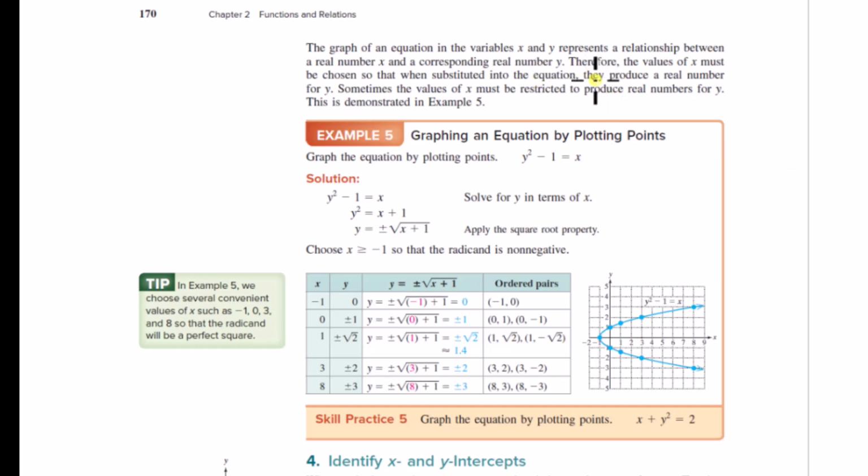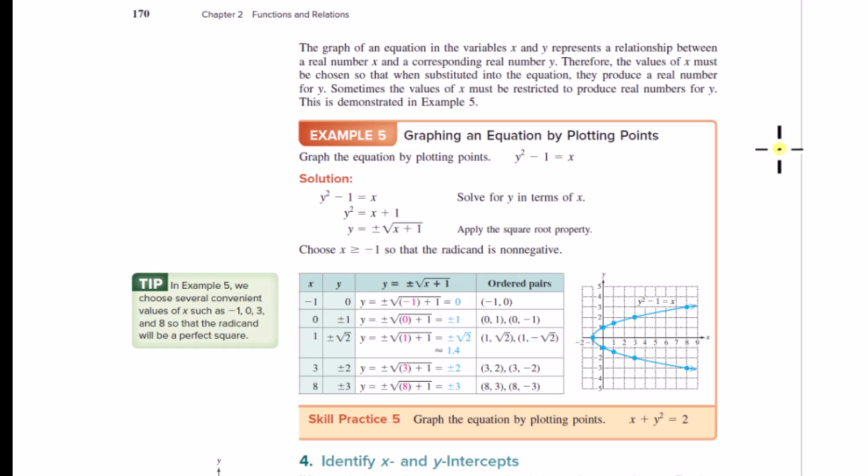Okay, so therefore the values of x must be chosen so that when substituted into the equation, they produce a real number for y. Otherwise you can't plot it. If you've got an equation with two variables, it needs to be the case that you plug a value of x in and you get a real number for y, and vice versa. Sometimes the values of x must be restricted to produce real numbers for y.